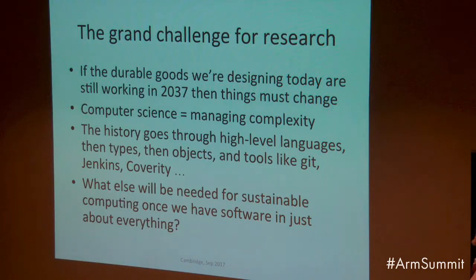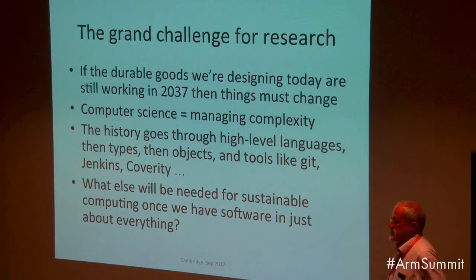So here's the takeaway message. If the durable goods that we're designing today are still working in 2037, then things are going to have to change. Now, computer science is about managing complexity, right? It's about helping people to roll the stone a little bit further up the complexity mountain before you can go no further or fall off. And the history goes through Fortran and COBOL and Pascal and types and objects, and then tools like Git and Jenkins and Coverity and all the rest of it. All of these enable you to manage bigger, more complex projects.